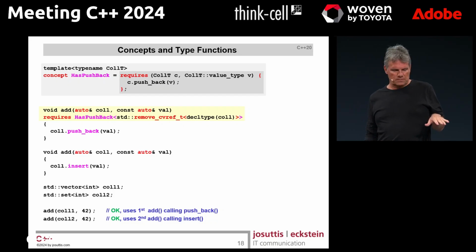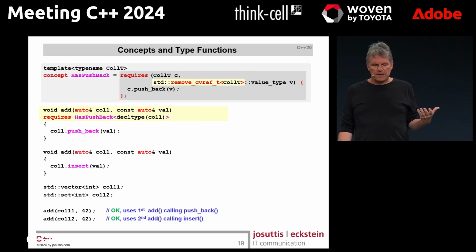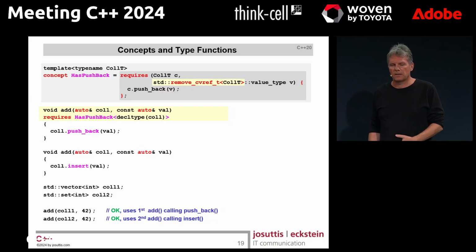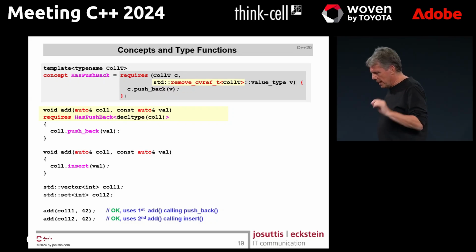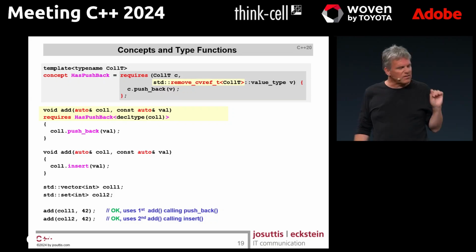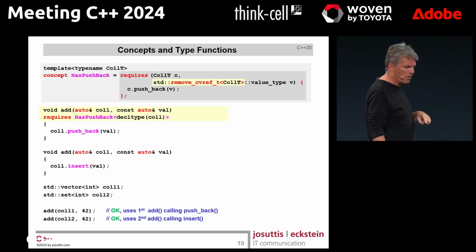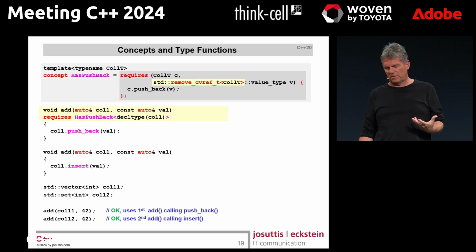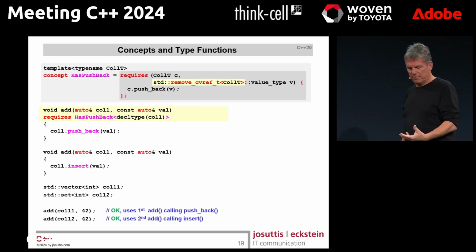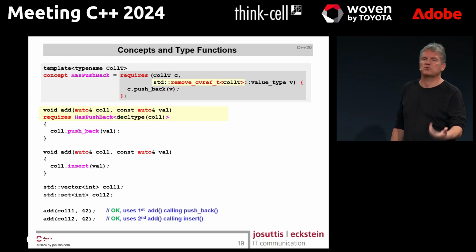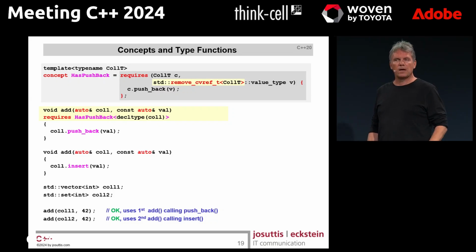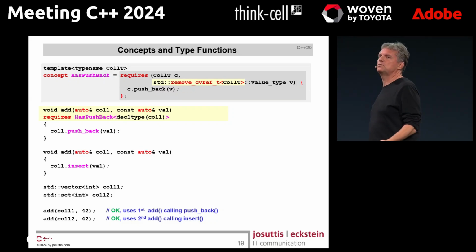But could we have come up with a solution where the concept does not have a problem with references? Yes, you can write it that way. You can say, my concept is satisfied if when I remove from the passed type its reference and constness, there is a value type, and that value type can be pushed back into the container. So if you write it that way, then suddenly has pushback of a decltype of collection works.